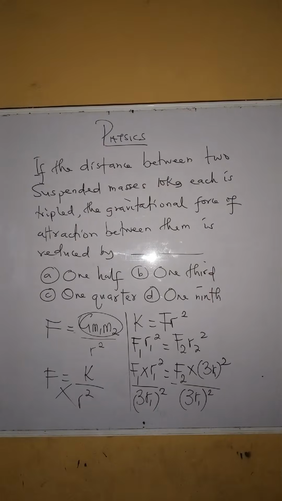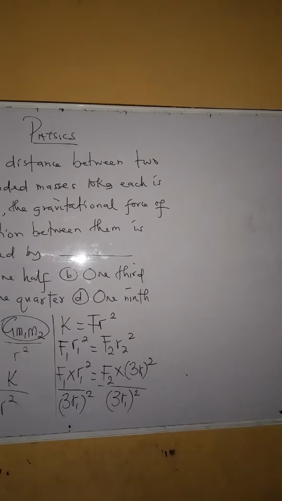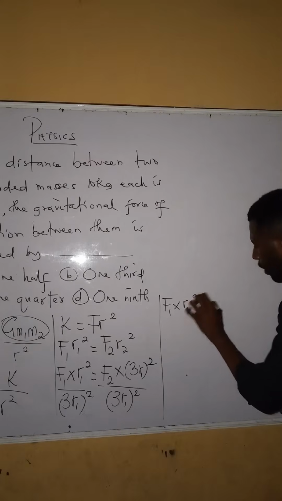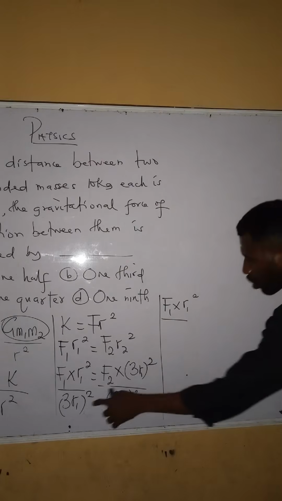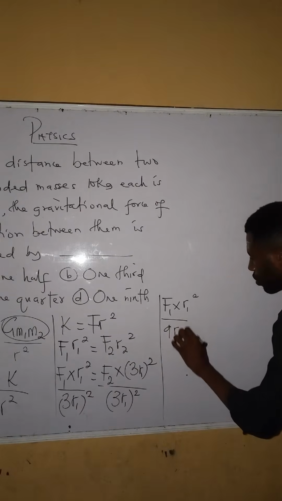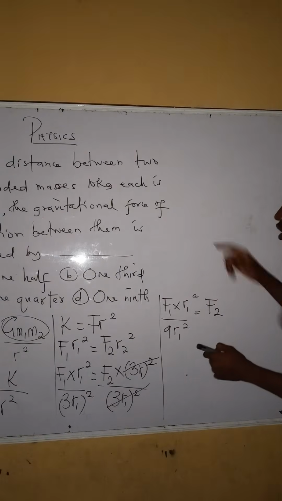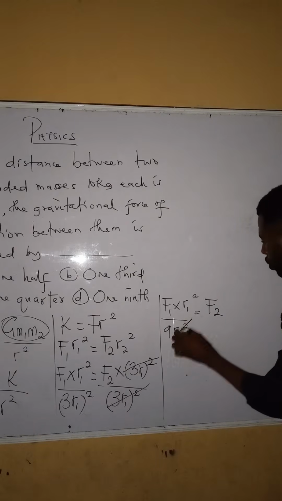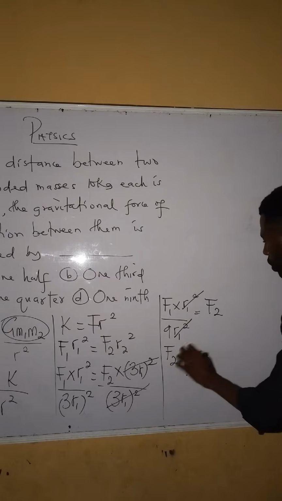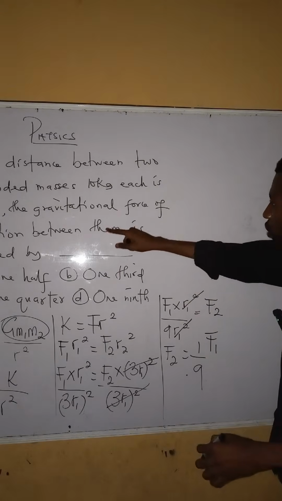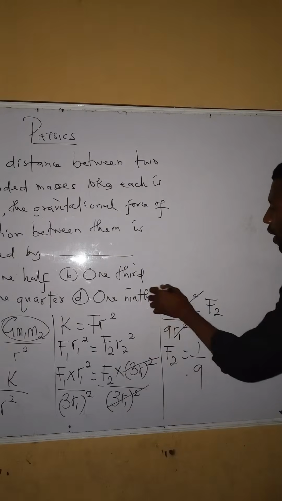Let's continue on the other side of the board. So this means that we're going to have F1 times R1 squared over 9R1 squared equals F2. So what will happen to the force if the distance is tripled? R1 squared divided by R1 squared, so that F2 becomes 1 over 9 of F1, meaning the force of attraction will be reduced by 1/9.